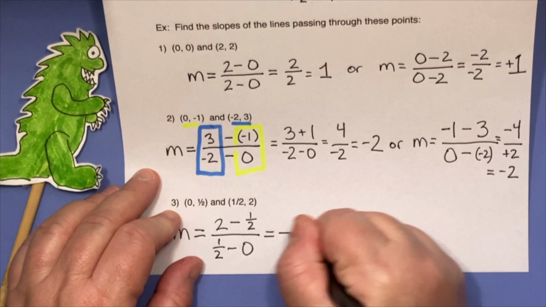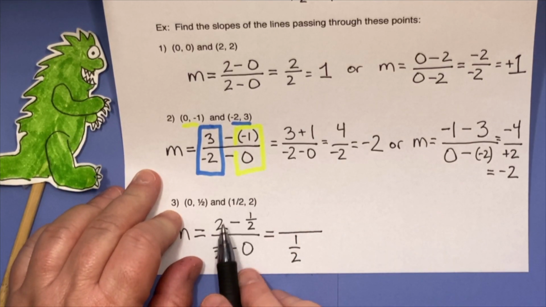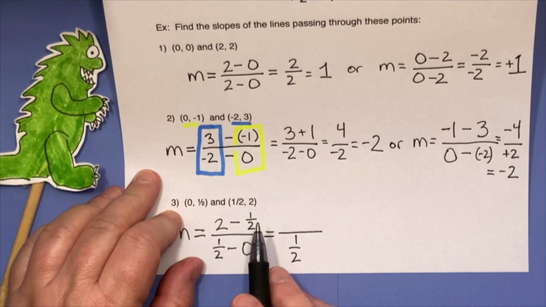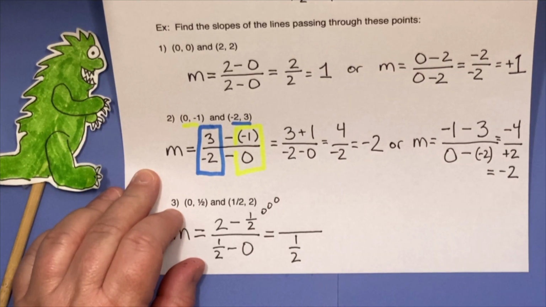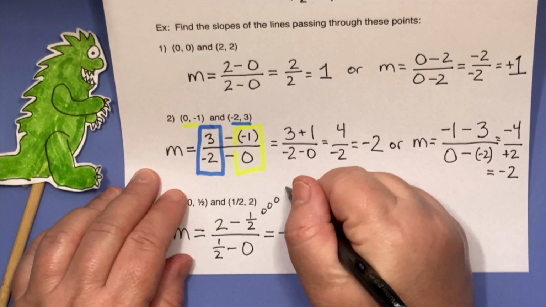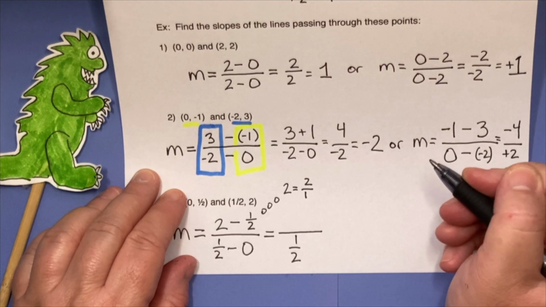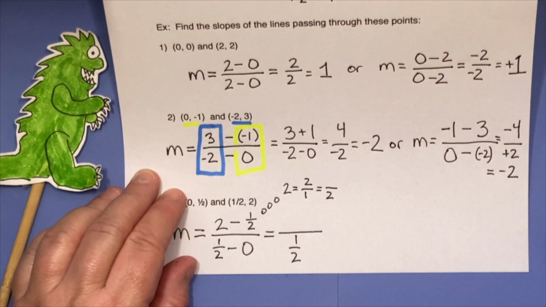However, I do have a problem up top because I'm going to have to do 2 minus 1/2. And so there are a couple different ways to work this out. I'm going to take some space right here, and I'm going to remind you that 2 is really 2 over 1. And I can write that in halves.